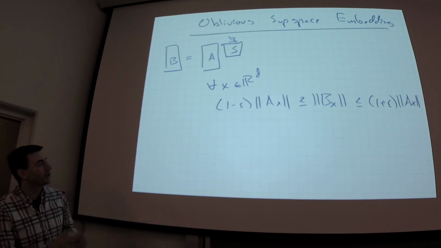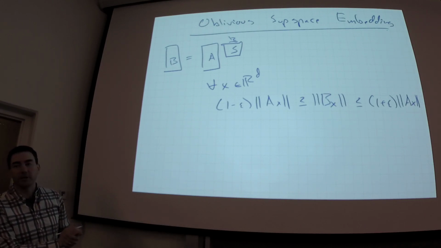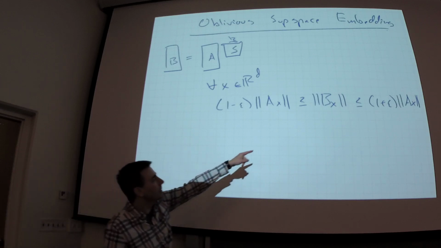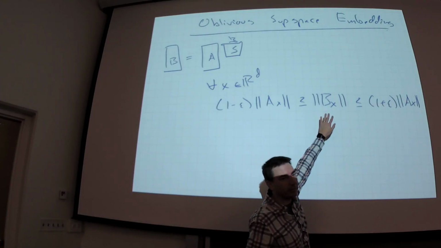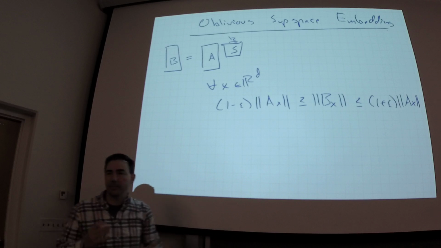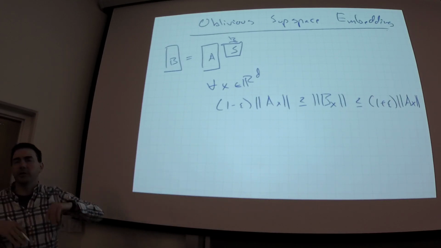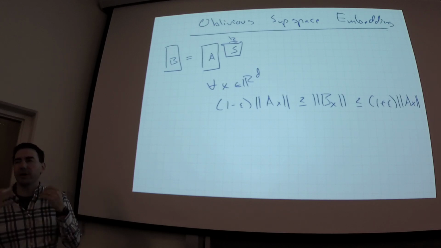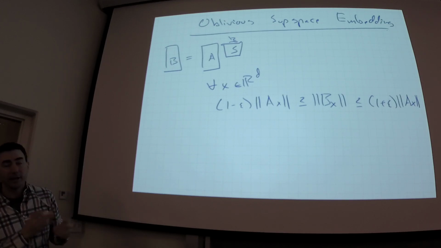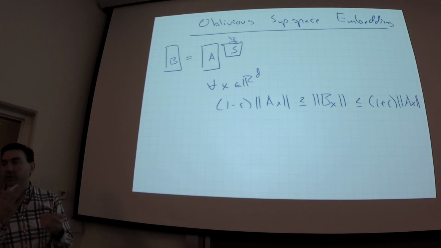So if I multiply x by this matrix, and I do the same for B, I'm going to get approximately the same squared norm here. This is basically the property I need to guarantee that if I run regression on B instead of A, this is going to hold.